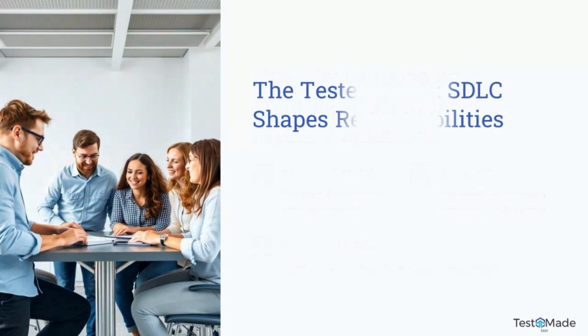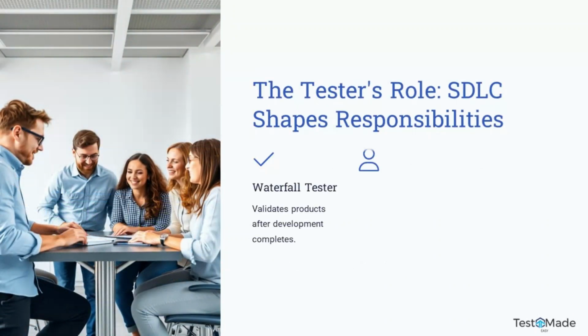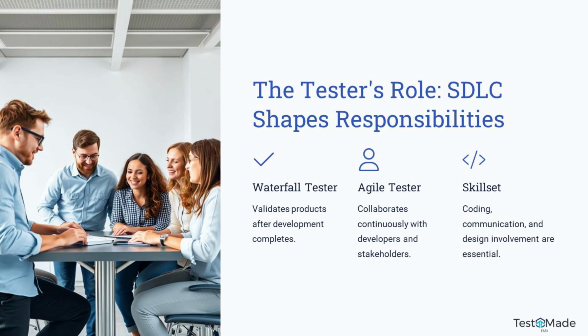Software development lifecycle shapes responsibilities. Waterfall tester. Validates products after development completes. Agile tester. Collaborates continuously with developers and stakeholders. Skill set. Coding, communication, and design involvement are essential.